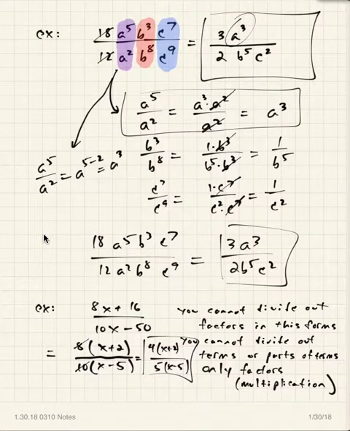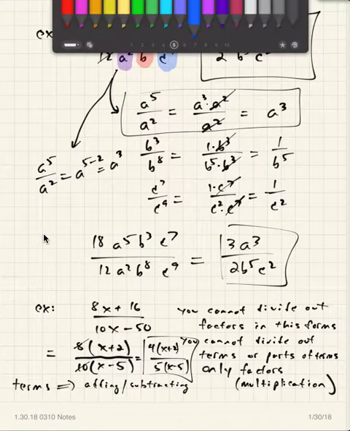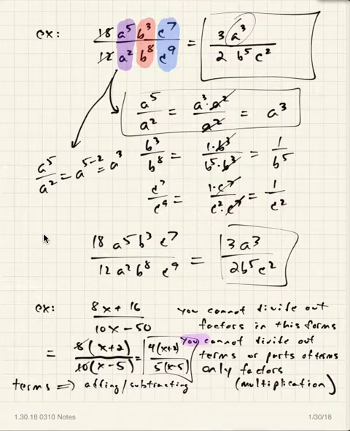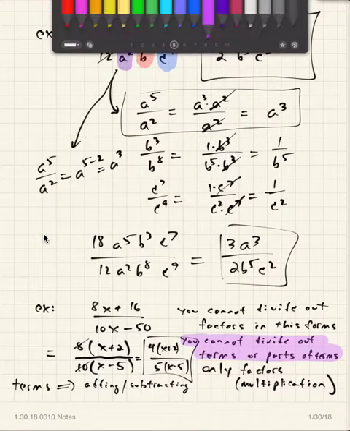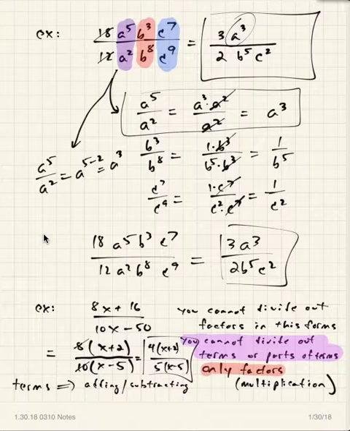Right? So what I'm trying to get across here is that when you see the word term in algebra, remember terms means adding or subtracting. And so when you cannot divide out terms or parts of terms, this is the operative phrase right here. You cannot divide out terms or parts of terms, only factors. What I'm saying there is if you have addition or subtraction, you cannot divide anything out. You can only divide out factors when you have a multiplication problem.